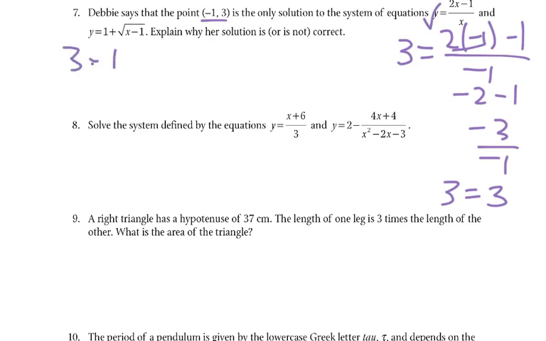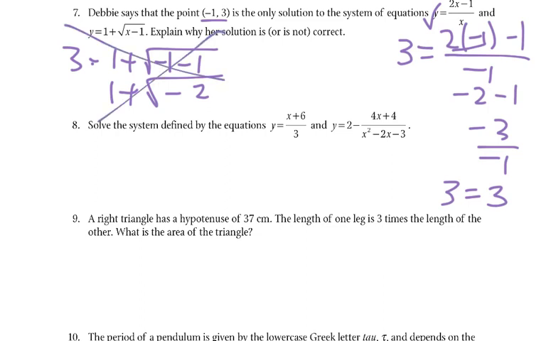3 for y, 1 plus the square root of -1 minus 1. -1 minus 1 is -2. 1 plus the square root of -2. That's an imaginary number, so that one definitely does not work. So why isn't it correct? Because it doesn't work for both. Okay. 8 says solve the system defined by these 2 equations. So once again, I'm going to jump to Desmos and do that one. Okay.